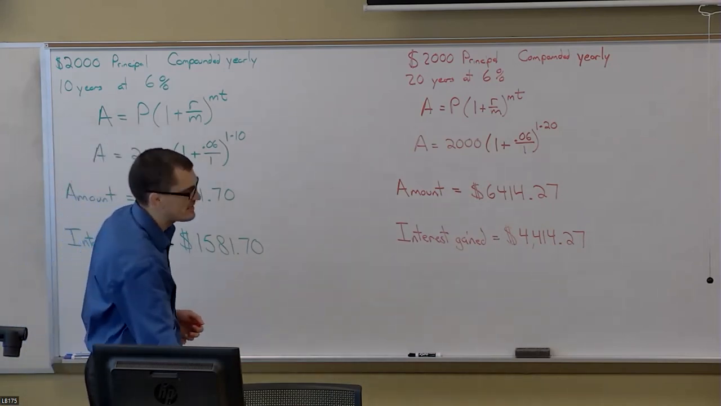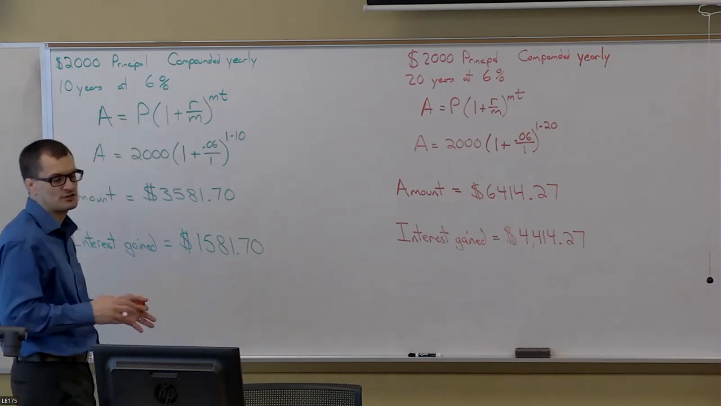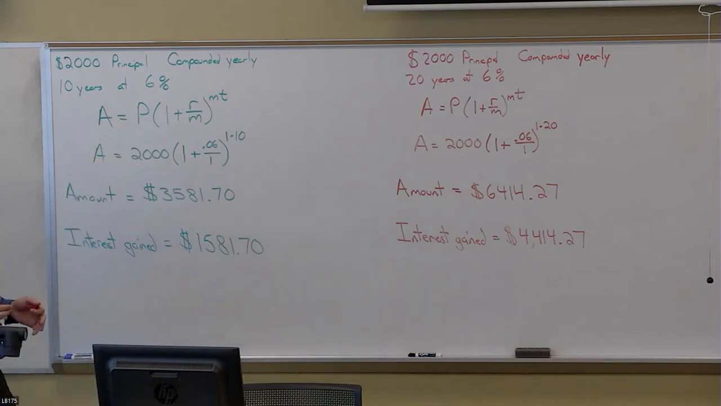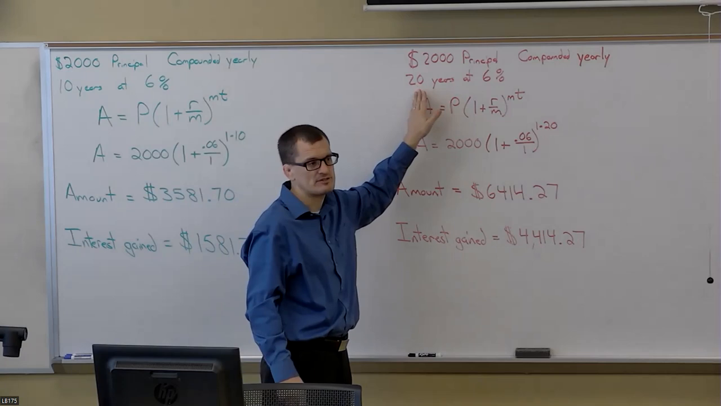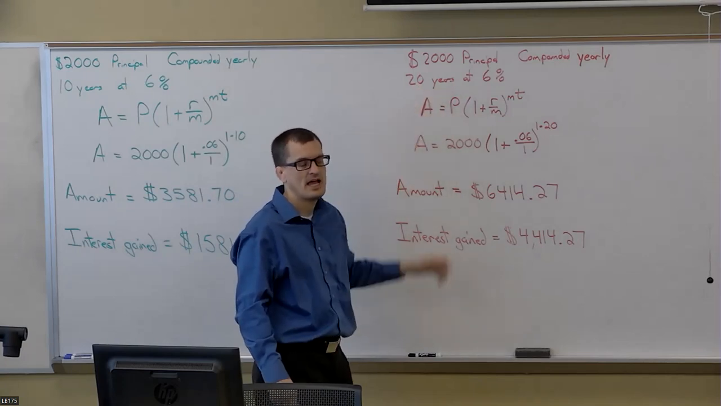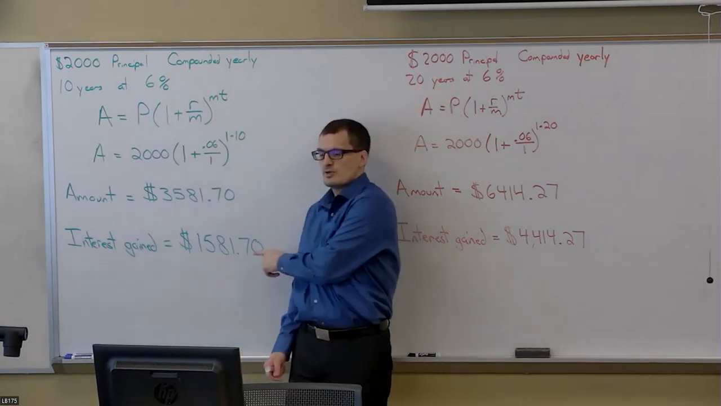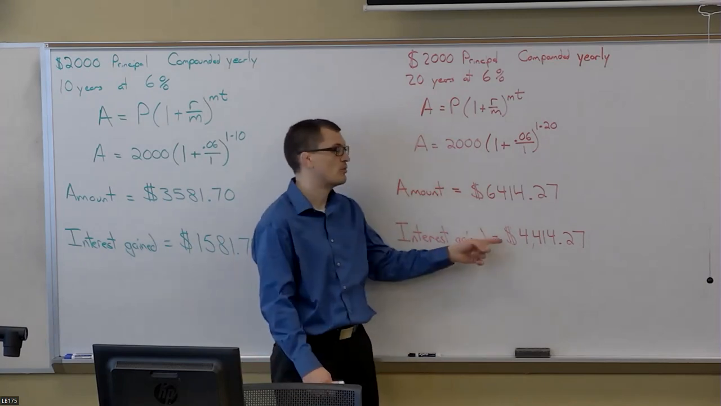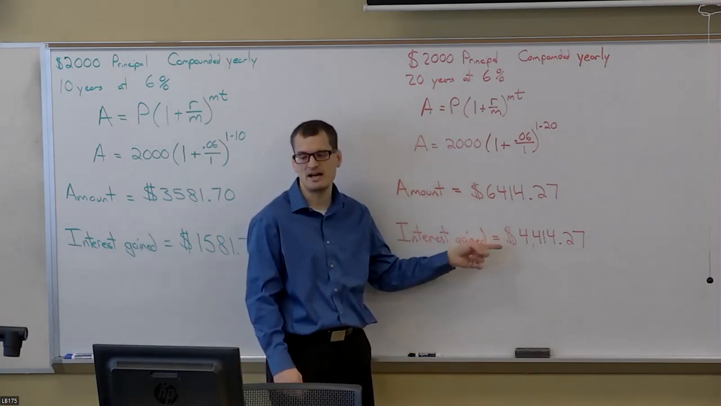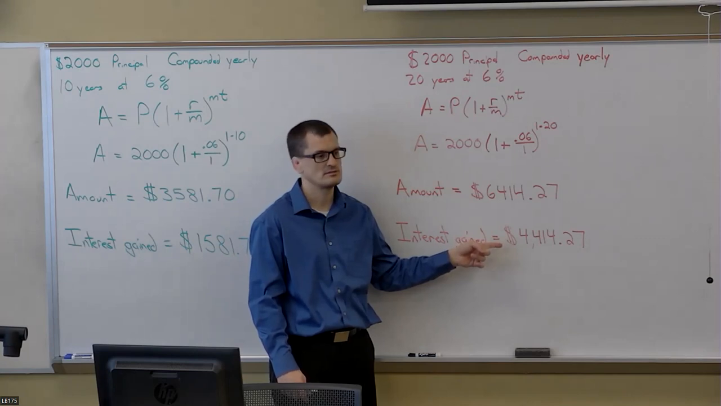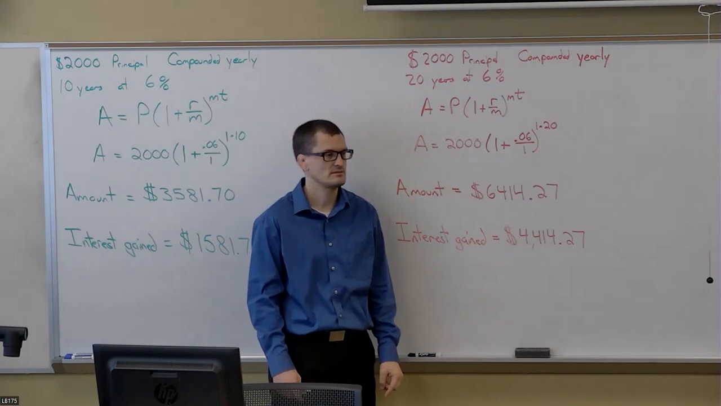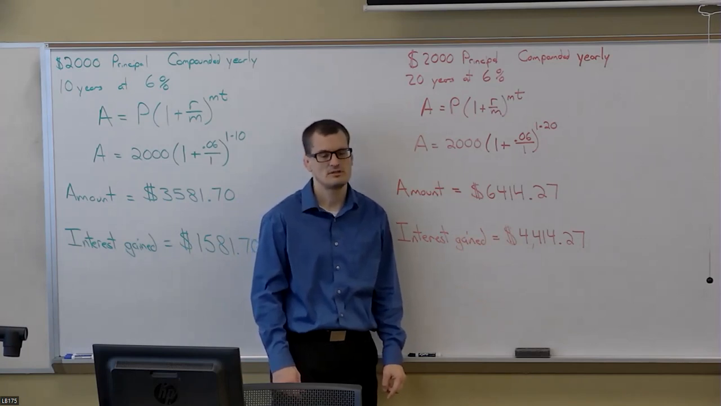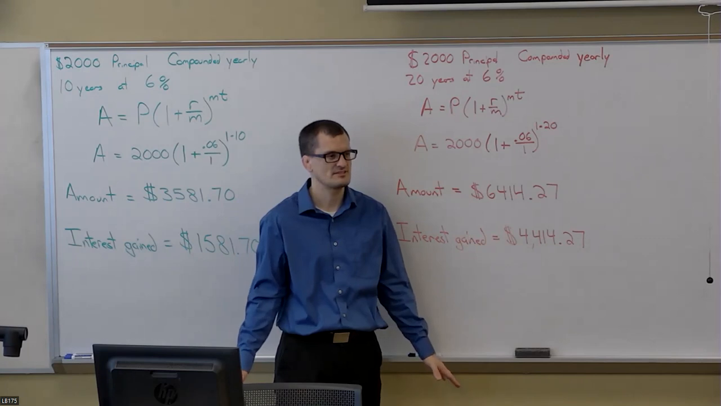Now, again, let's take a step back and look at the big picture of what's happening here. When you compare the interest gain, you went from 10 years to 20 years, so you doubled the amount of time. And notice what you did to your amount. You more than doubled the amount of interest gained. Does that make sense?